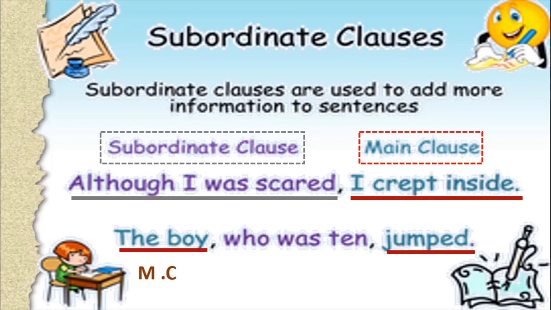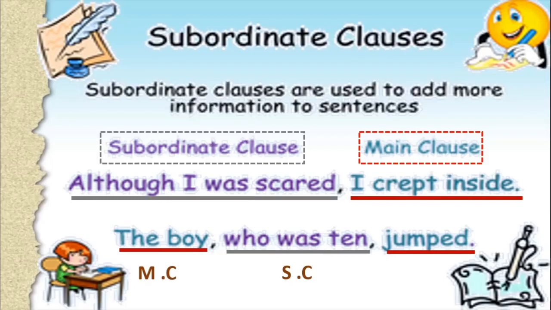So now what is the subordinate clause? Who was 10. So which boy jumped? Who was 10? The boy who was 10 years old, he jumped. So who was 10 is the subordinate clause. Now I have written short forms for them. MC is the main clause and SC is the subordinate clause.